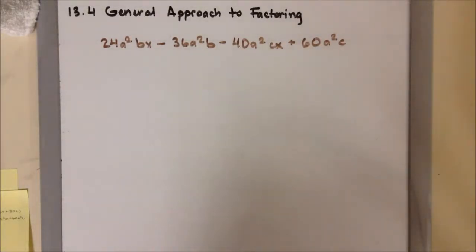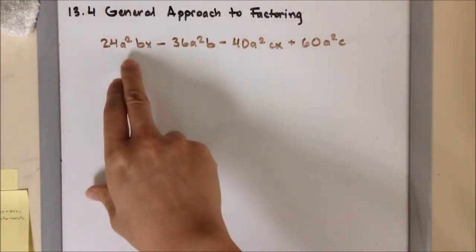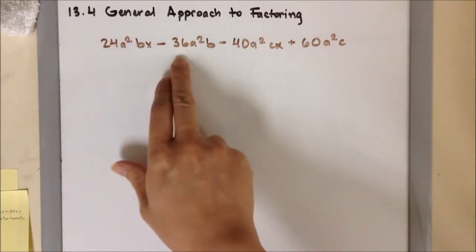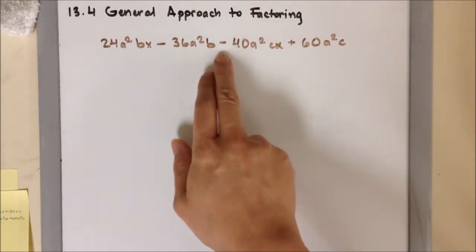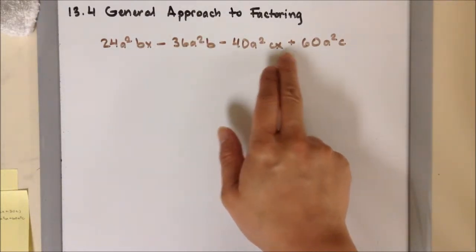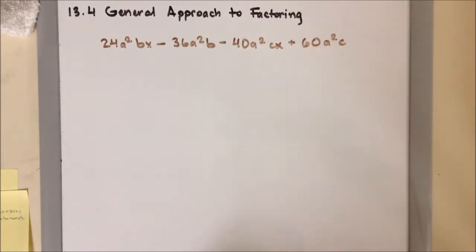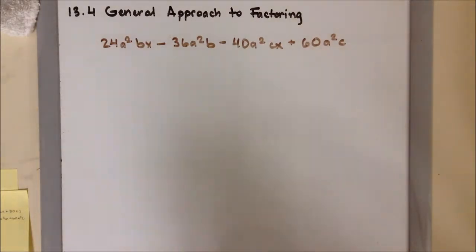So in this example, we have 24a squared bx minus 36a squared b minus 40a squared cx plus 60a squared c. So that's a lot of terms with a lot of variables. So first thing is, can you factor out a greatest common factor? Let's take a look.